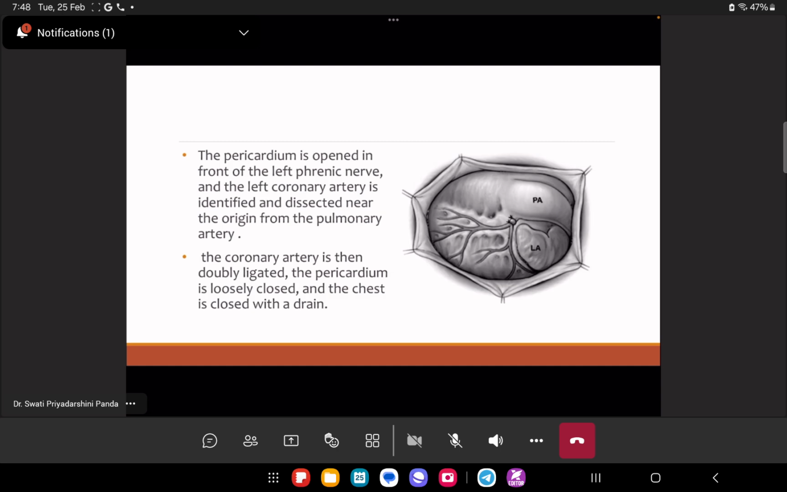So the pericardium is opened in front of the left phrenic nerve and the left coronary artery is identified and dissected near the origin from the pulmonary artery. After that, the coronary artery is doubly ligated and the pericardium is loosely closed and the chest closed with a drain. The image shows the doubly ligated left coronary artery.